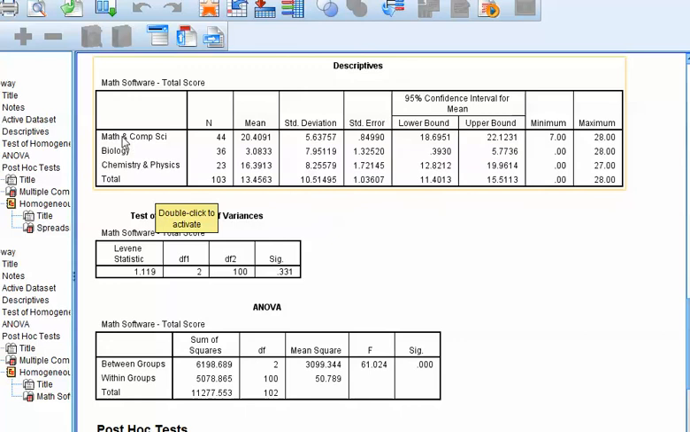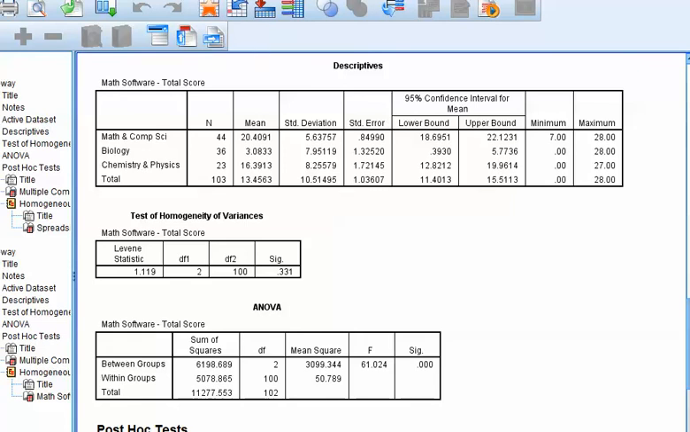We know that there may be a difference between math and biology, chemistry and physics and biology, or math and chemistry. We know there's some difference. We don't know exactly what it is. We can probably assume that, if we take a look here, the mean for math and chemistry is much bigger than biology. So it's probably a good guess that those are significantly greater, but we don't want to guess. We want to actually do what is called a post-hoc test.